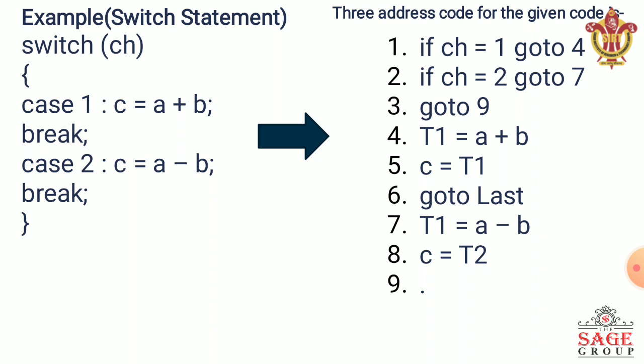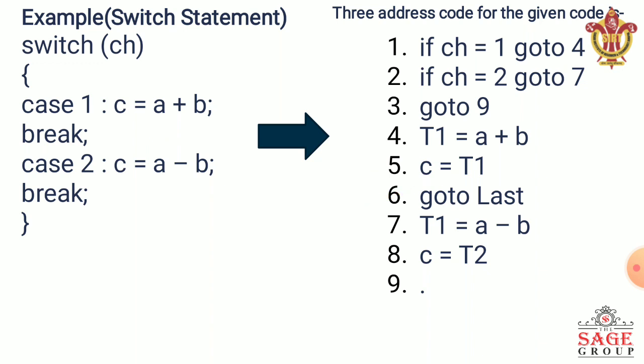Now we execute our case 1 statement, which is c is equal to a plus b. For this, firstly we store a plus b into temporary variable t1, and now t1 is stored in c. And after we execute this statement, we switch to our remaining portion, with the help of the statement go to last or go to next.